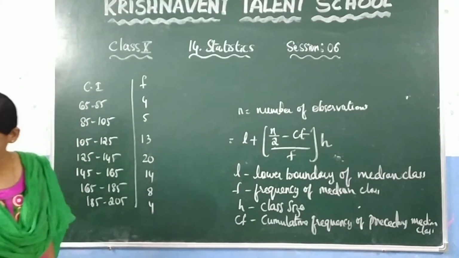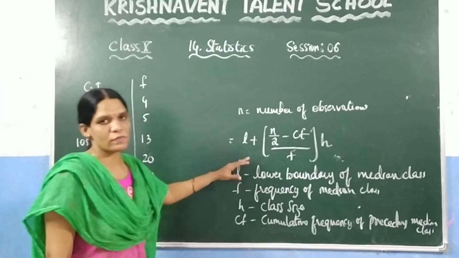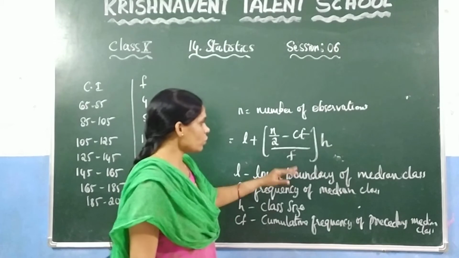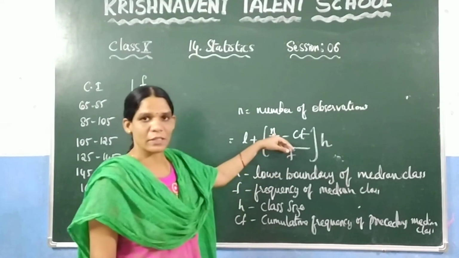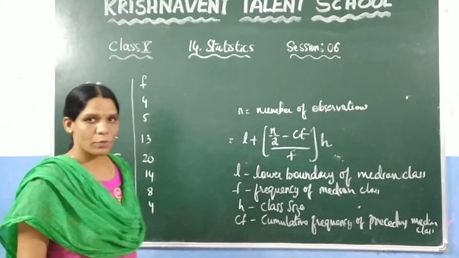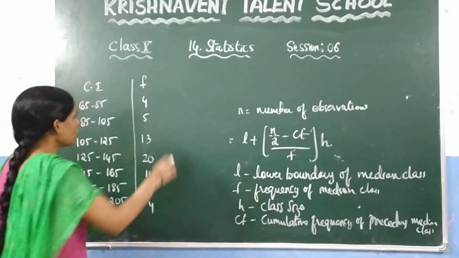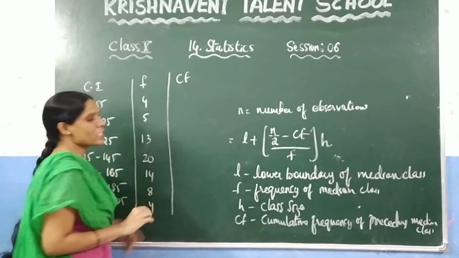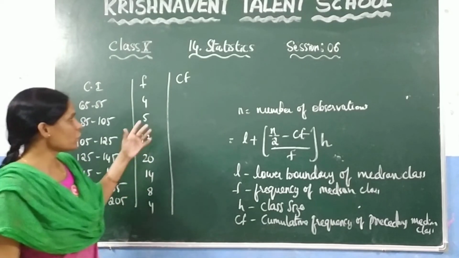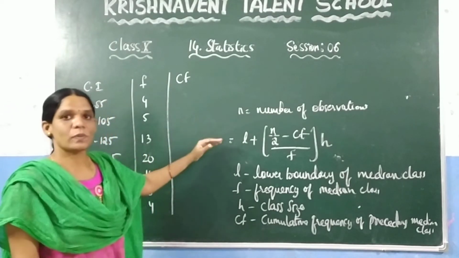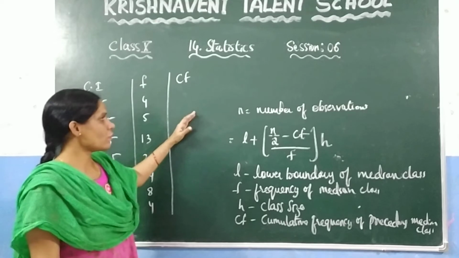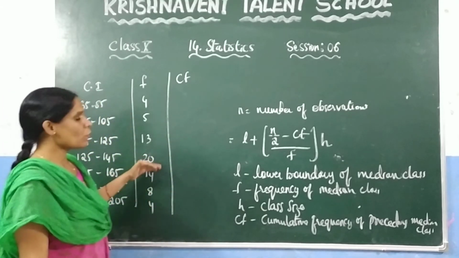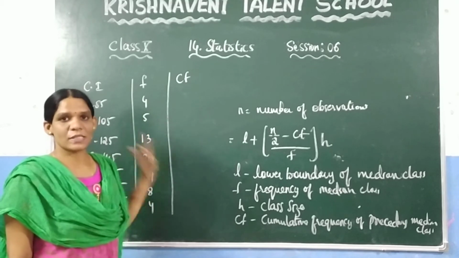If you want to find the median, you need to know all these values. Before that, you need to know what is meant by n, which is nothing but the number of observations. The next column will be the cumulative frequency. What is meant by cumulative frequency? We calculate the cumulative frequency by taking the sum of the preceding frequencies.